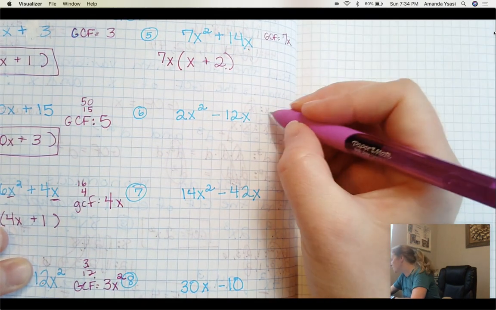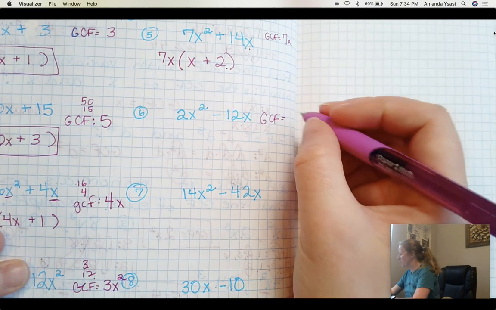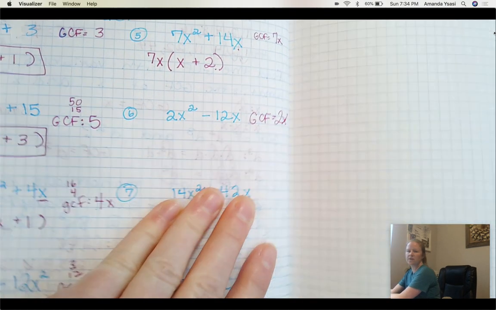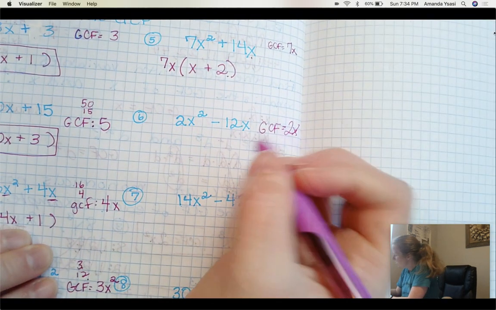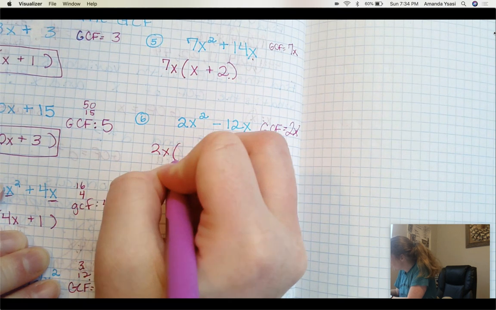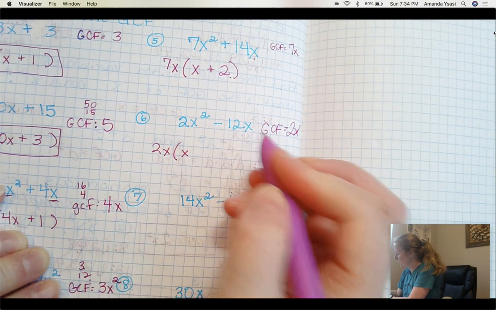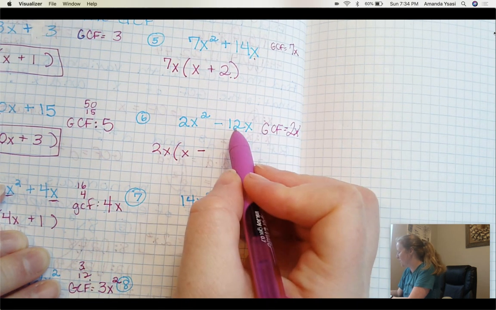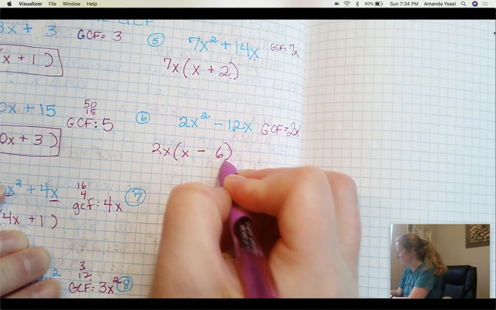Okay, next one, GCF of 2 and 12. We know that would be 2. Then you take your lowest variable exponent. So that's x, so 2x. No exponent there. So 2x goes on the outside. 2x squared divided by 2x is just an x. Negative or minus, since there's no other minuses. So 12 divided by 2 is 6. X divided by x, that's it.